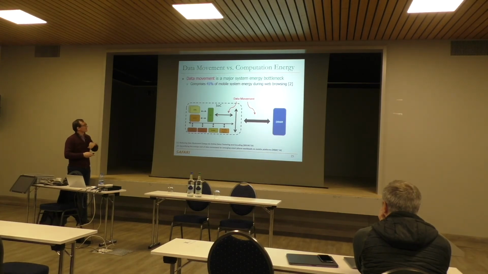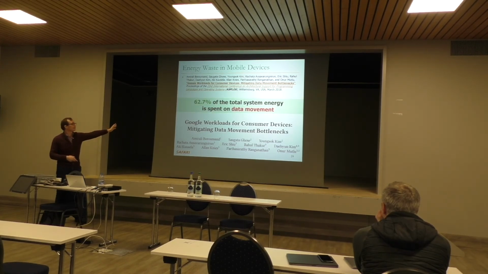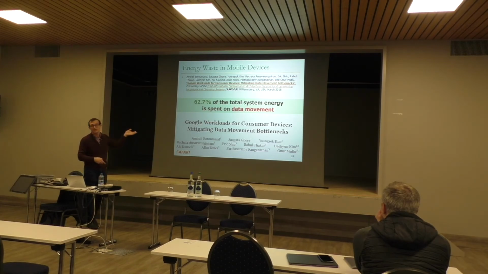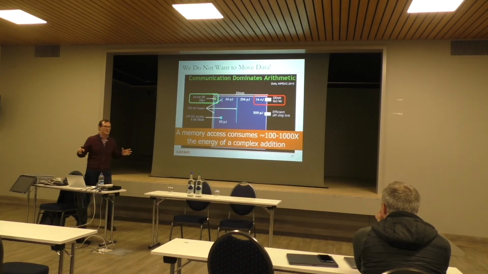Okay, I'm going to skip this because I already said that. It costs about 100 to 1,000x to move the data compared to doing a sophisticated computation operation. As a result, you have pictures like this in real workloads. More than 60% of the entire system energy is spent on data movement. Basically, I think we do not want to move data. In the end, processing in memory, near data processing, whatever you call it, it's really a data movement problem. We're moving data too much. We do not want to move data at all.